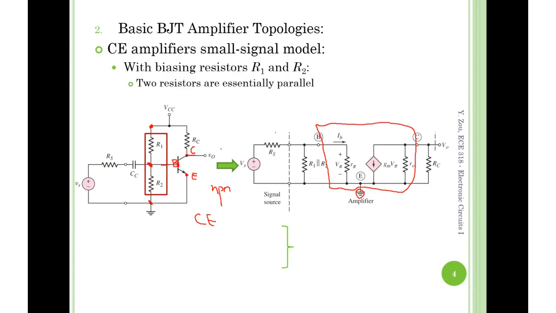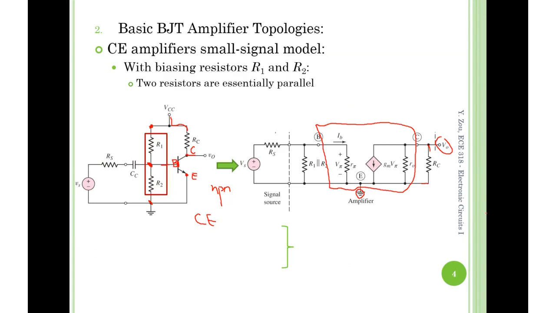The collector is, first of all, the output. Don't forget the output. In your small signal circuit, you have to label where the output is. The collector is the output. Besides, the collector also connects to RC and then further to the ground. So RC is between the collector and the ground. Any questions regarding the small signal circuit? All right, if this is fine, then go ahead.